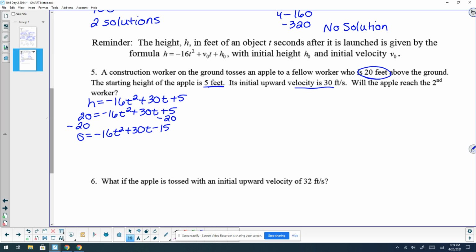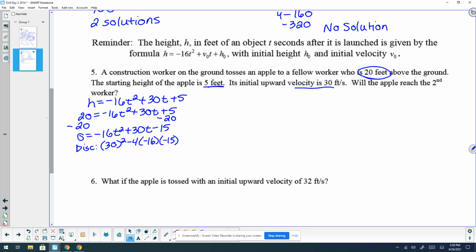Now, at this point, I could write out the entire quadratic formula, but that takes a lot of writing. So what I also could do is just figure out my discriminant. And if you're going to use this trick, I need you to write the word disc so I know you're using the discriminant. The discriminant is b squared, so 30 squared, minus 4 times a, which is negative 16, times c, which is negative 15.